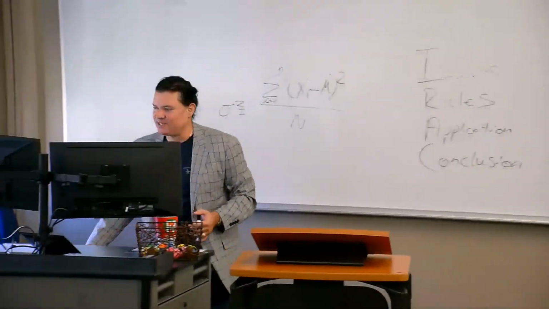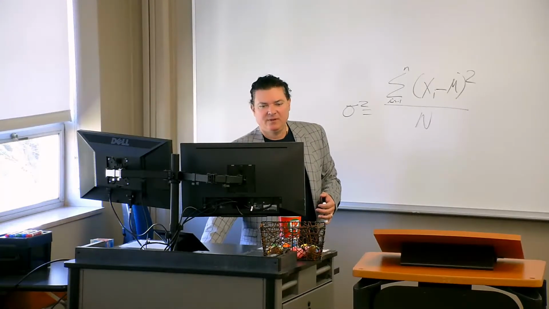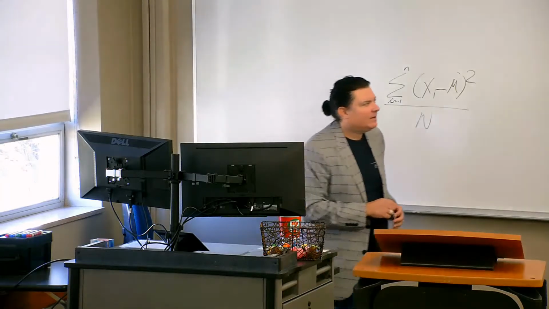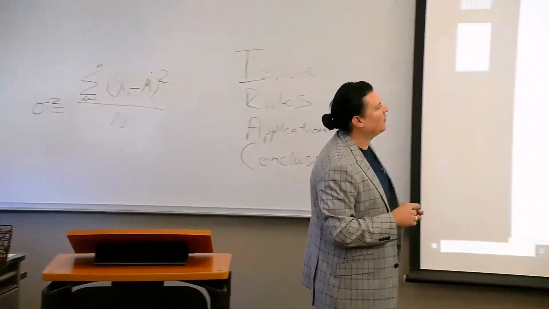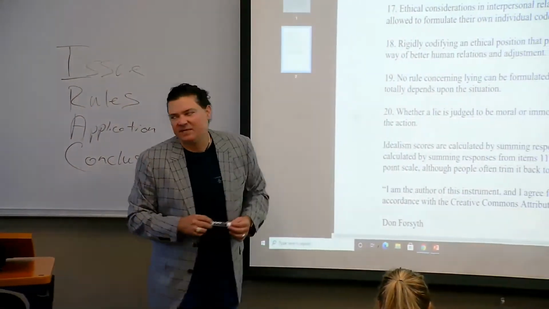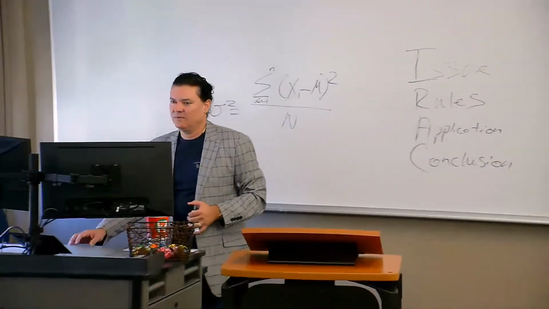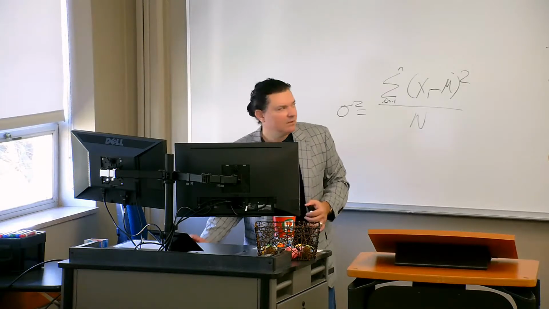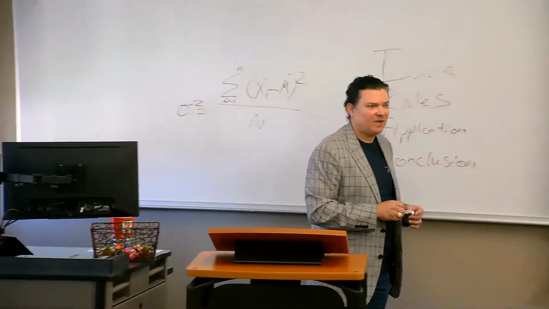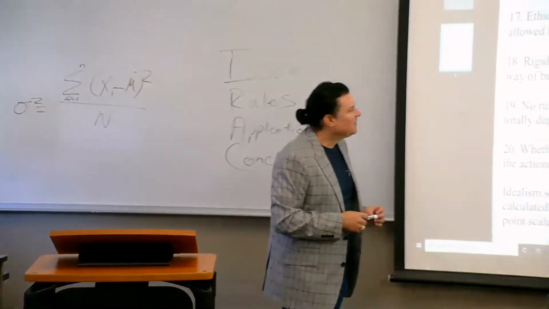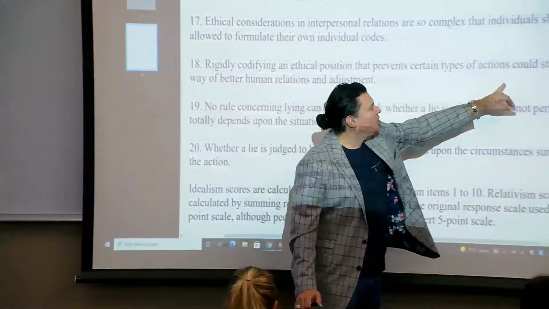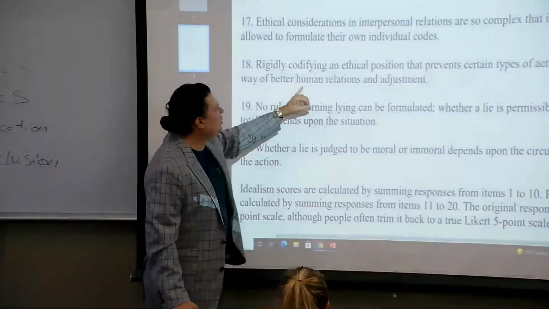Now let's look at this question, and this goes to the issue of knowledge. And this is a scale that's used a lot. Let's look at 18. How many of you could read 18? I'll read it to you in case you can't. Let me see if I can blow it up just a little bit more. Is that better? Can most people see 18 now? All right. So the question is, rigidly codifying an ethical position that prevents certain types of actions could stand in the way of better human relations and adjustment.